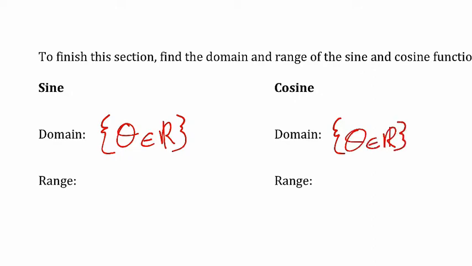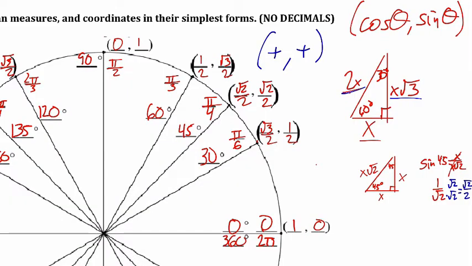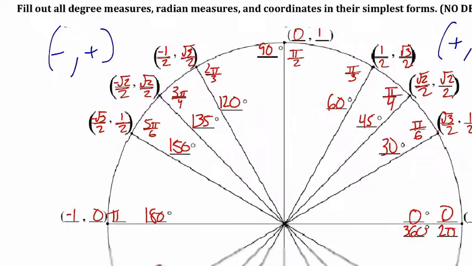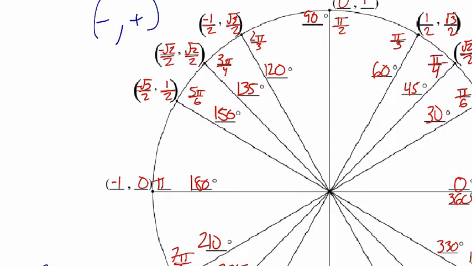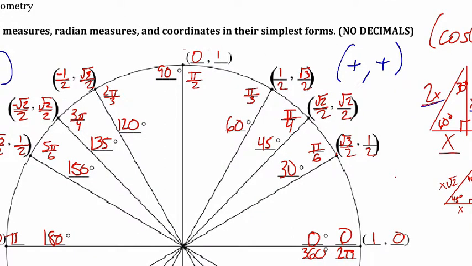For the range, the outputs. In this case, the outputs for sine are the y values. So looking at our y values, we start off with a y value of 0 at 0 degrees, or 0 pi. We go up to 1, then we're back down to 0. Everything between this 0 and this 1 up here is getting bigger and bigger, but they're less than 1. We hit 1, then we start going back down.